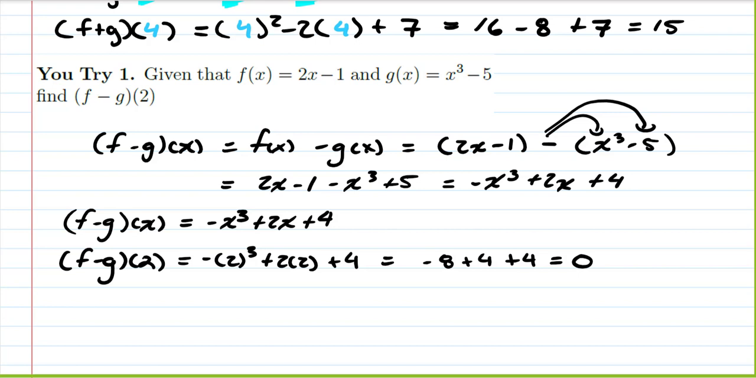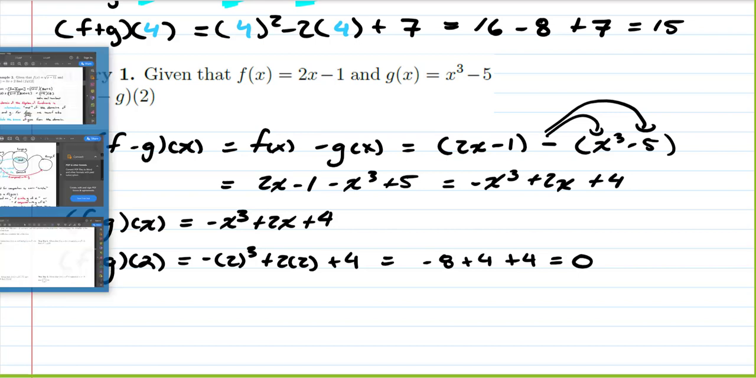So, once again, just be careful with our signs, but we're going to be doing the algebra just like we've done in our previous classes. All right. So let's take a look at our next example.